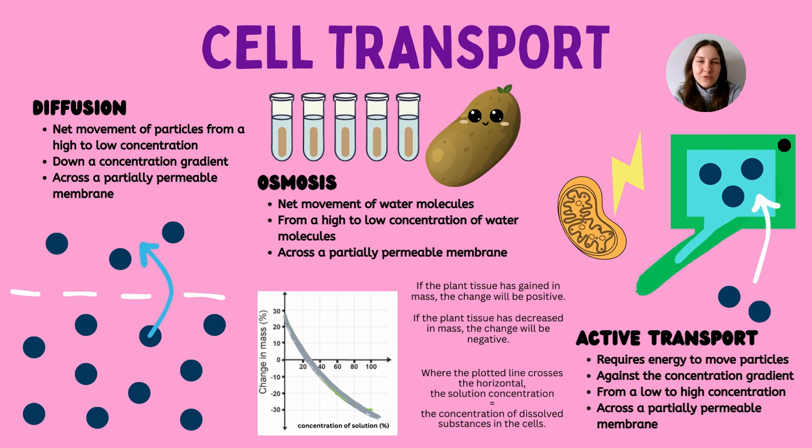This is the next topic, cell transportation. So what does it include? It includes diffusion, osmosis, and active transport, three different mechanisms in which different substances can move in and out of cells and is controlled by these processes.